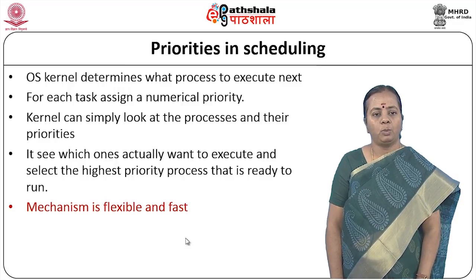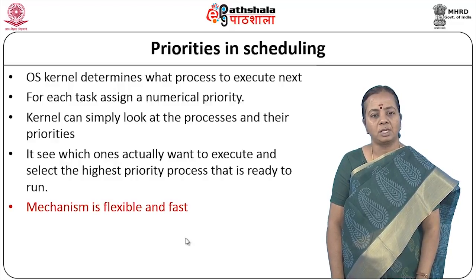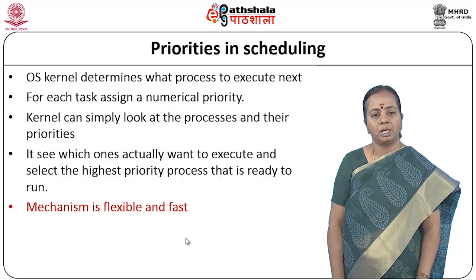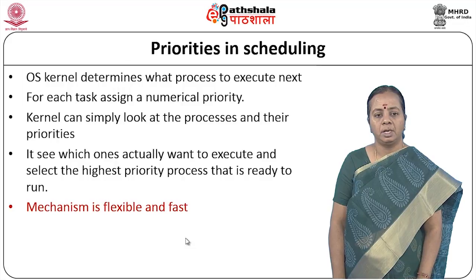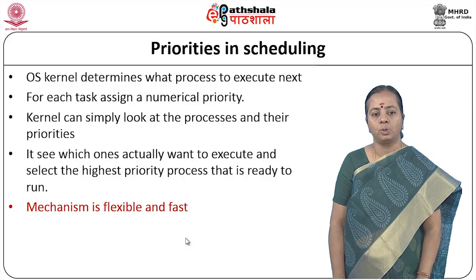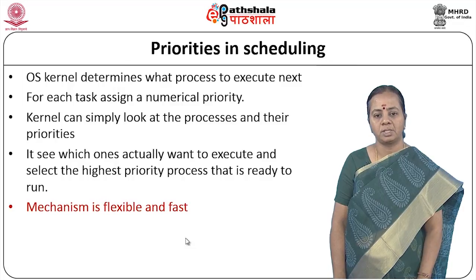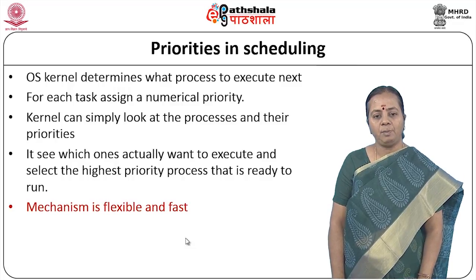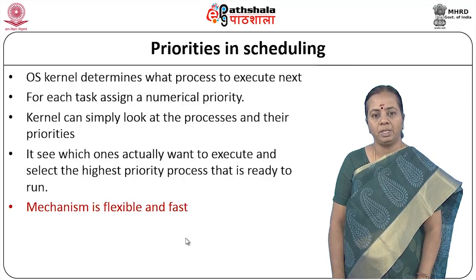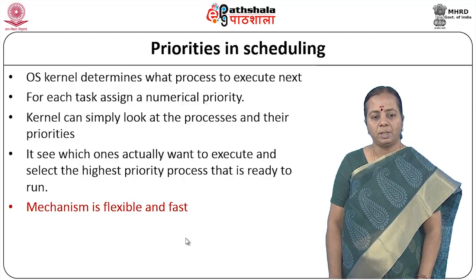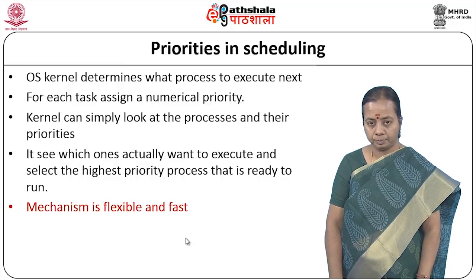We know very well the OS kernel determines what process is to be executed next. For each task, a numerical priority is assigned. The kernel can simply look at the processes and their priorities, see which one wants to execute, and select the highest priority process that is ready to run. Many processes may be ready at the same time, but the RTOS will schedule the process having the highest priority. That is the basis of priority based scheduling. The mechanism is very flexible and fast.